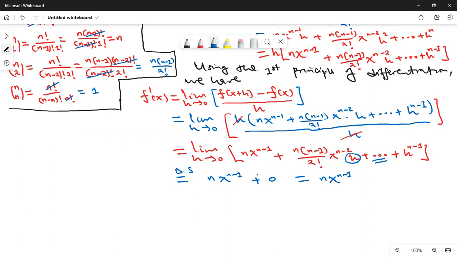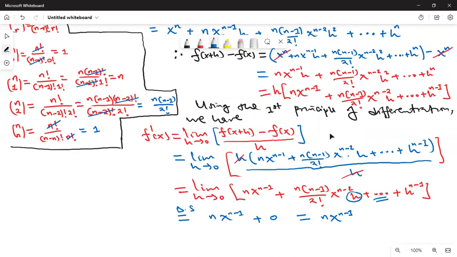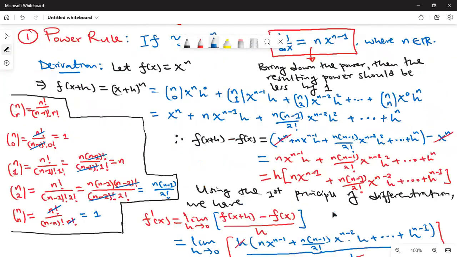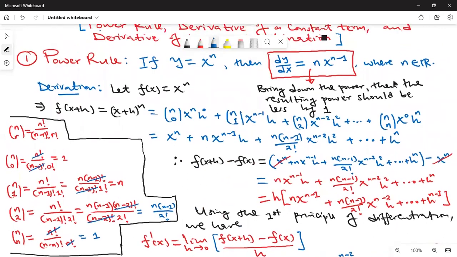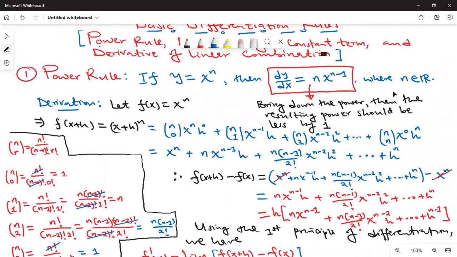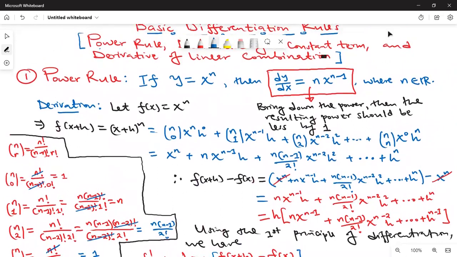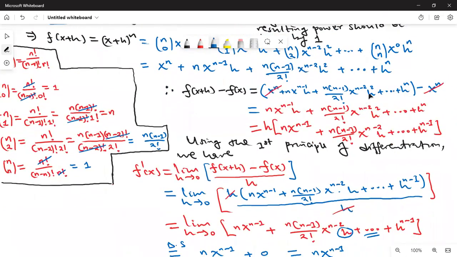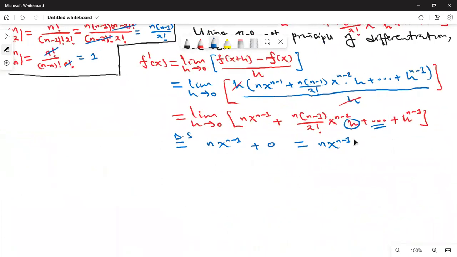So we have shown that if you start with f of x to be x raised to n, then f prime of x should be equal to n times x raised to n minus 1, where n is a real number, either negative or positive or 0. So that is what you are calling the power rule of differentiation. And I want to give you an example. So this completes the proof. Now let's look at just an illustration example.